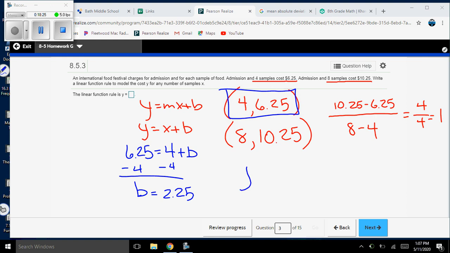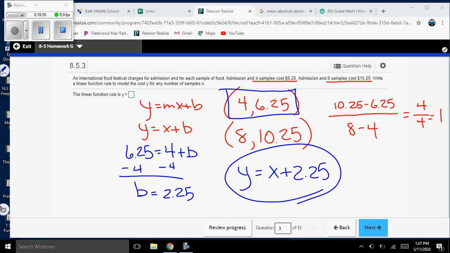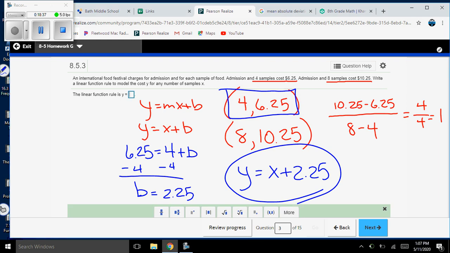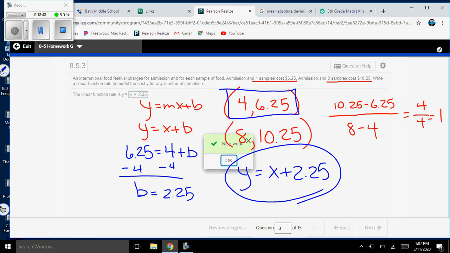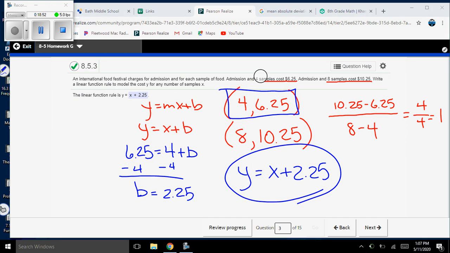So my final equation then should be y equals x plus 2.25. Okay. Good to go there. Hopefully.